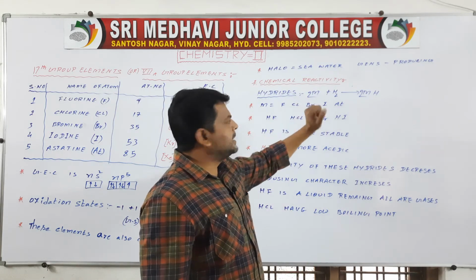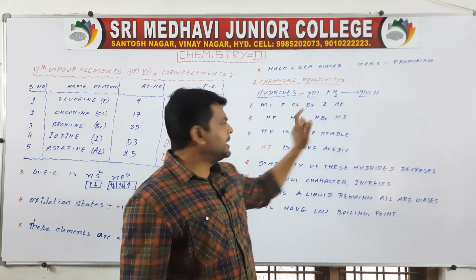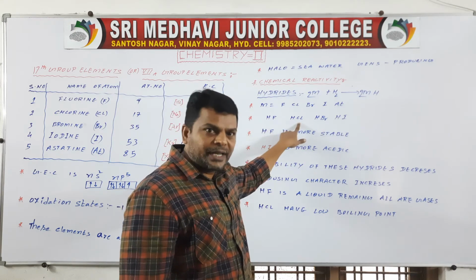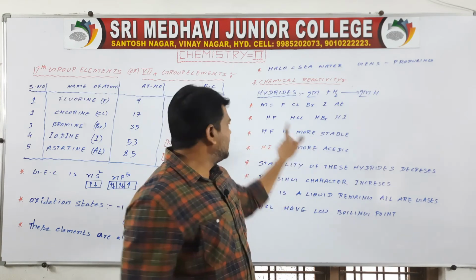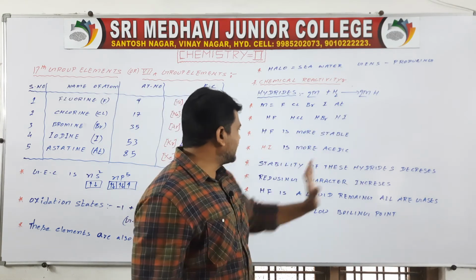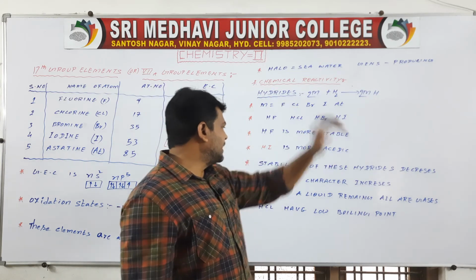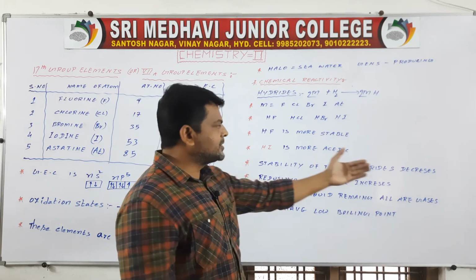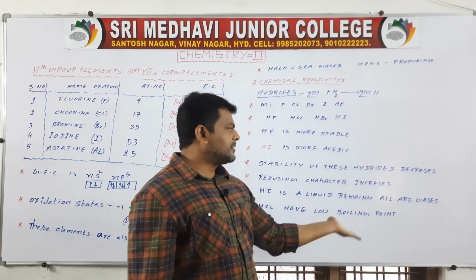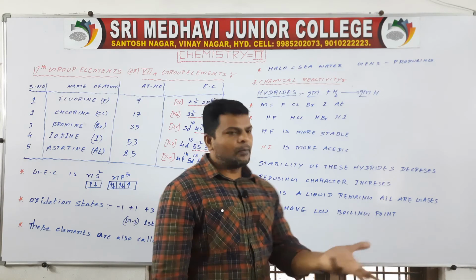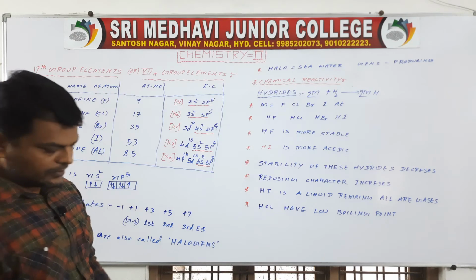These elements react with H2 to give MH: HF, HCl, HBr, HI, that is hydrofluoric acid, hydrochloric acid, hydrobromic acid, hydroiodic acid. Stability decreases, acidic nature increases, reducing character increases; it is a highly reducing agent. HF is a liquid, remaining all are gases, and HCl has a low boiling point. So this is briefly about chemical reactivity.